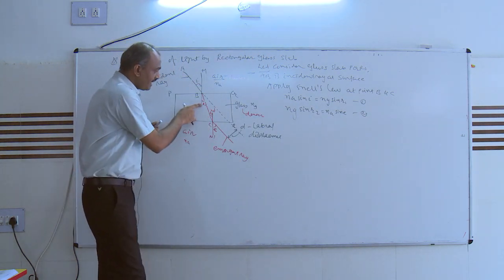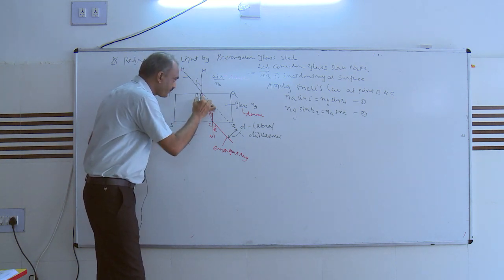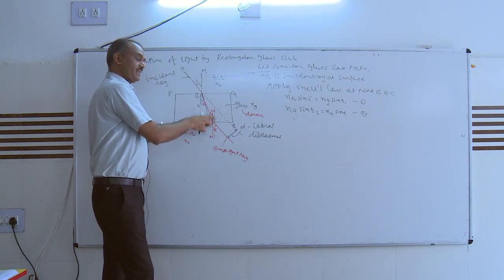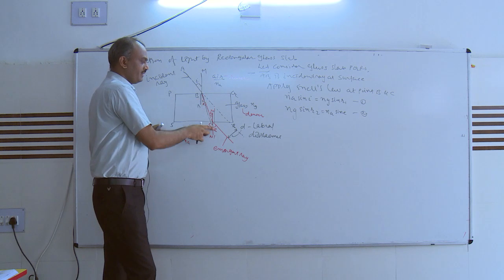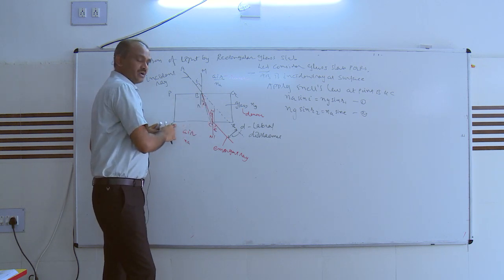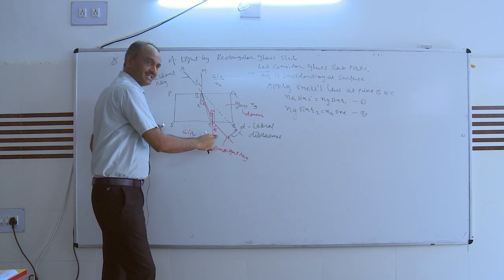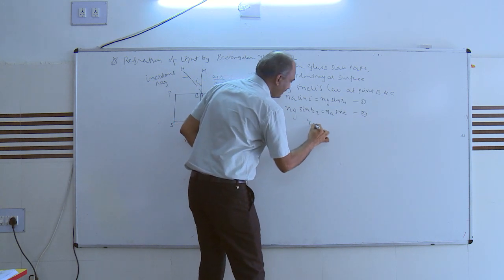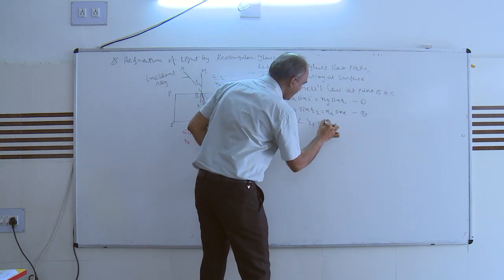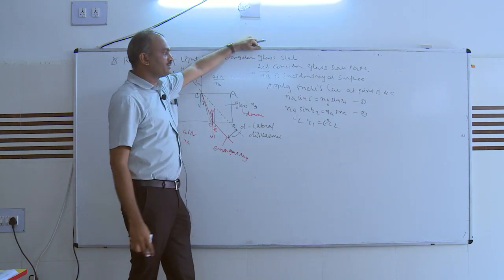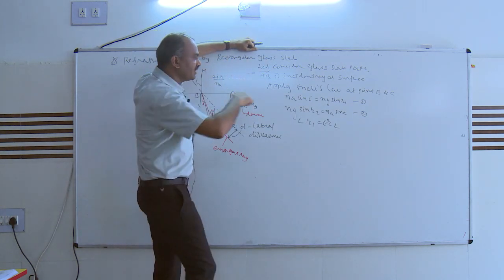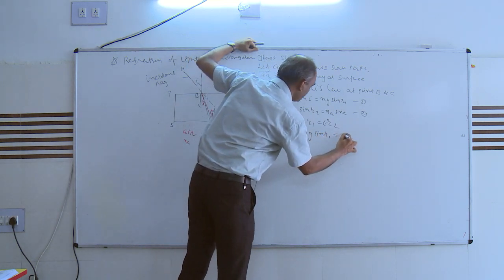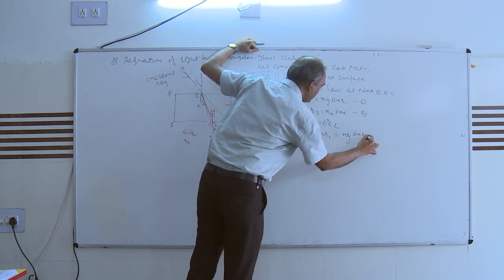Now angle R1 and R2, these two angles are equal because they make a pair. These two lines are horizontal lines and there is an intersection, so these two angles are equal. So angle R1 is equal to angle R2. For that we can write NG sin R1 is equal to NG sin R2.